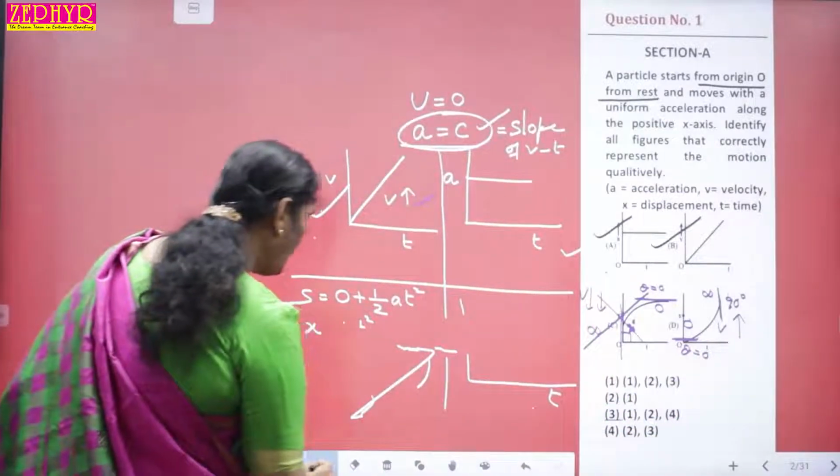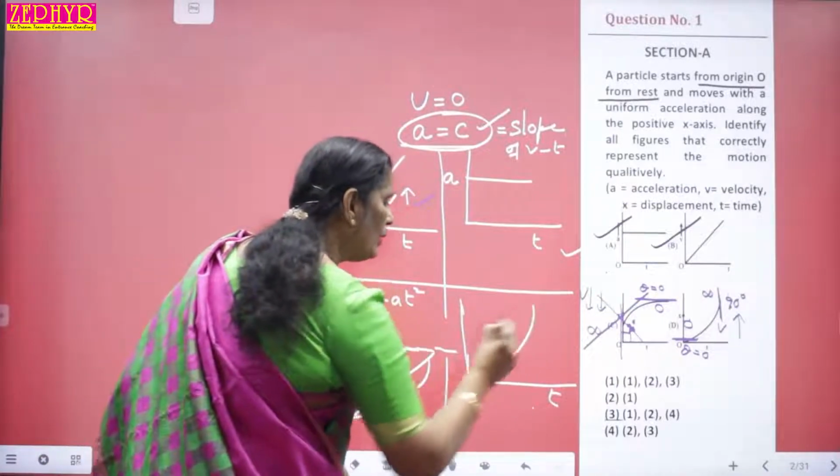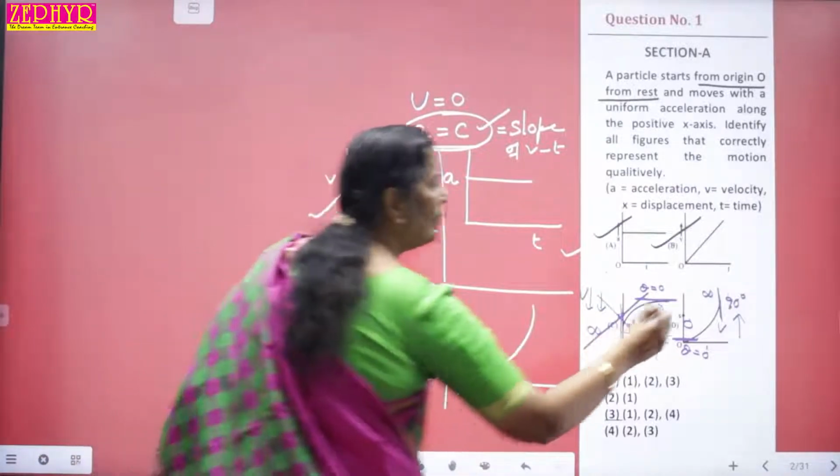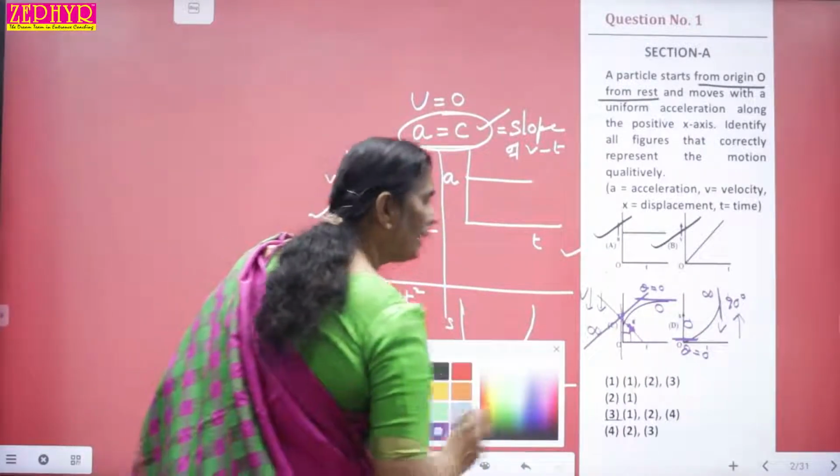So what type of graph will you select? Definitely we will select only the D1. We want D1. We will select the D1.